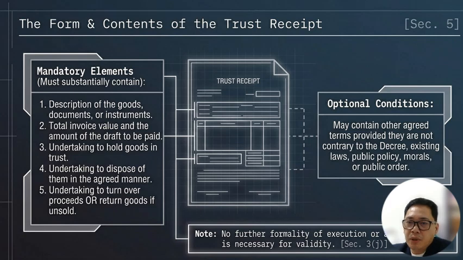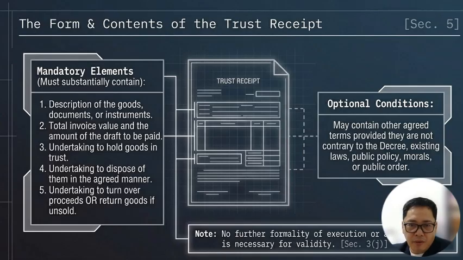Section 5 of PD 115 outlines the legal requirements for the form and contents of trust receipt. Flexibility in form. The law provides flexibility regarding the physical appearance or template of the document, expressly stating that the trust receipt does not need to be in any particular form.